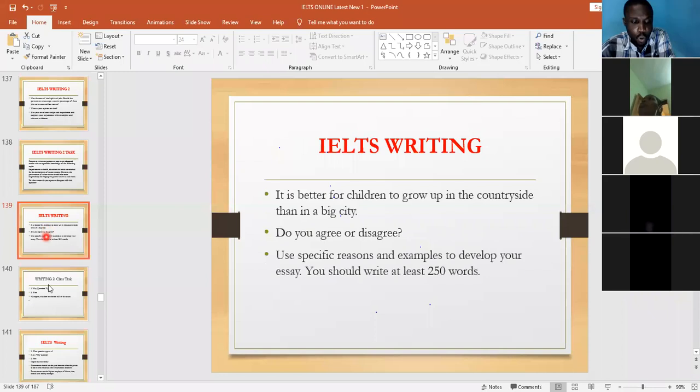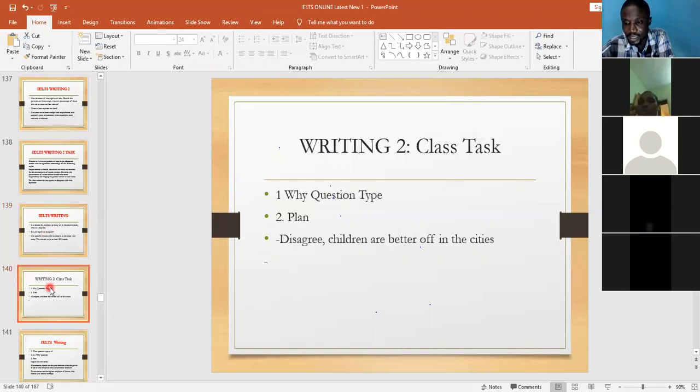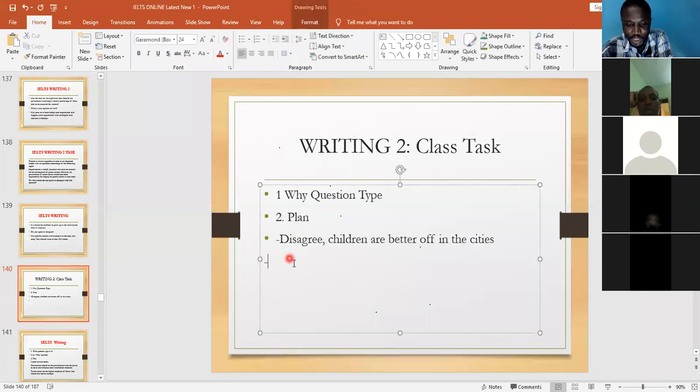And so now we're at the planning stage. It means that we have agreed that the question type is a why question, and we are planning. We have taken a position that we disagree, that children are better off in the city. And Omotoke, we are still waiting for you for the first point, because I want as many people as possible to contribute. We have already taken a position, so flow along with us, even if you disagree. The point is not being right or wrong. It's about the ability to defend the position that you take.